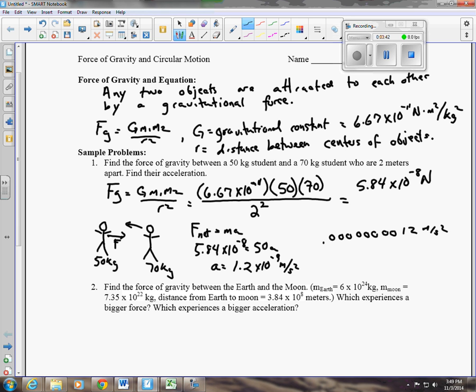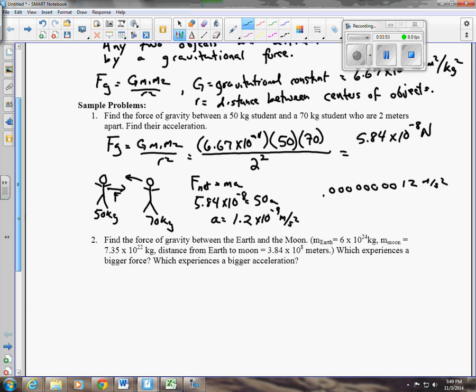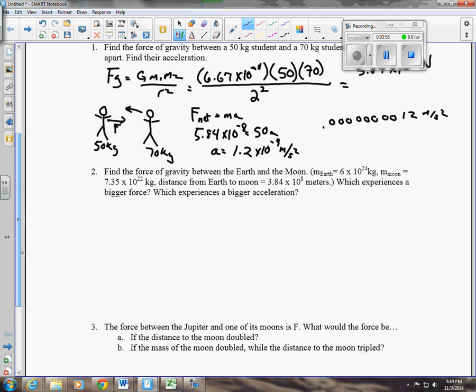However, if these two people were floating around in space and there was no friction, nothing to keep them apart, they would slowly come together. It might take an awful long time, but eventually they would end up together. Now, here's an example to think about more often.